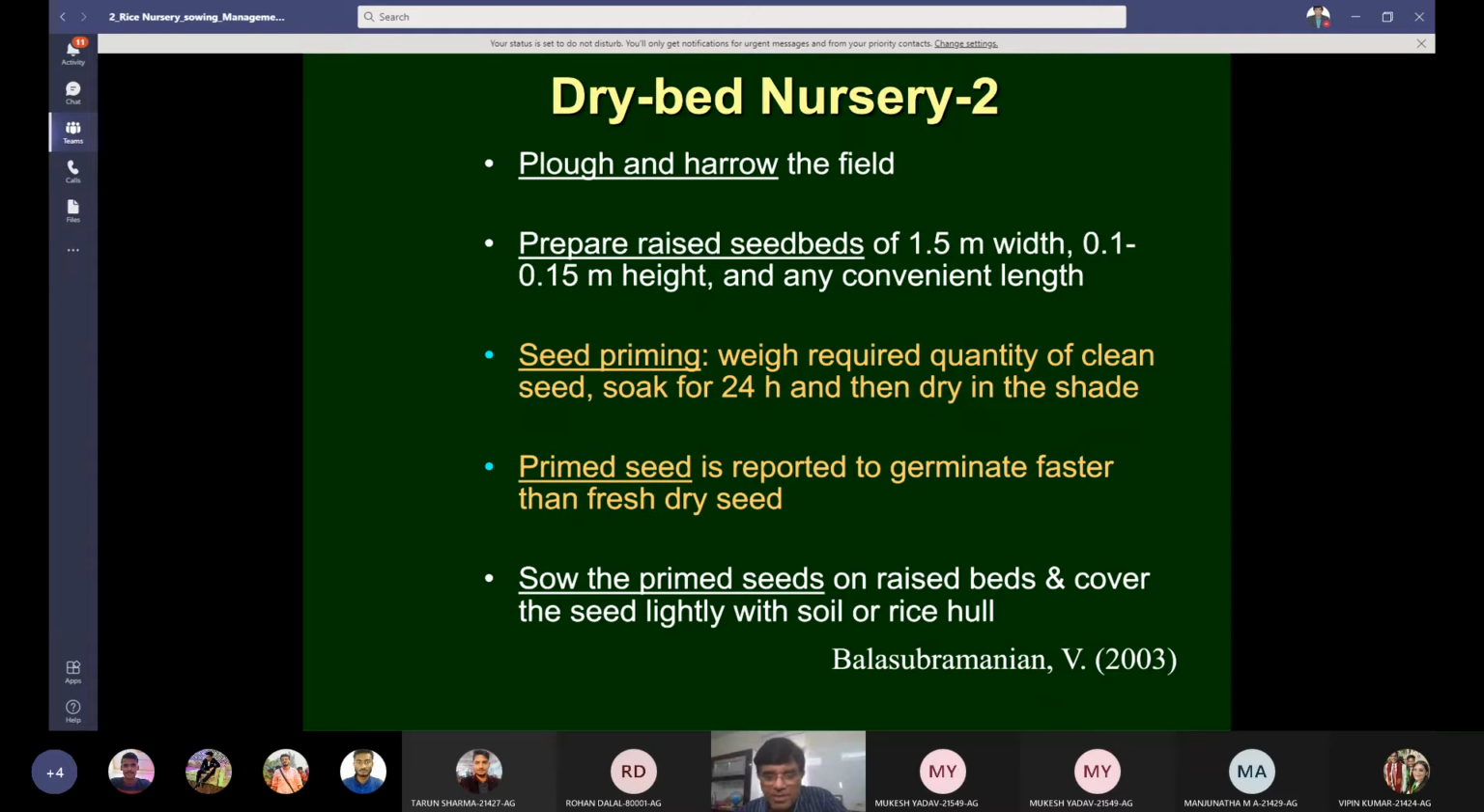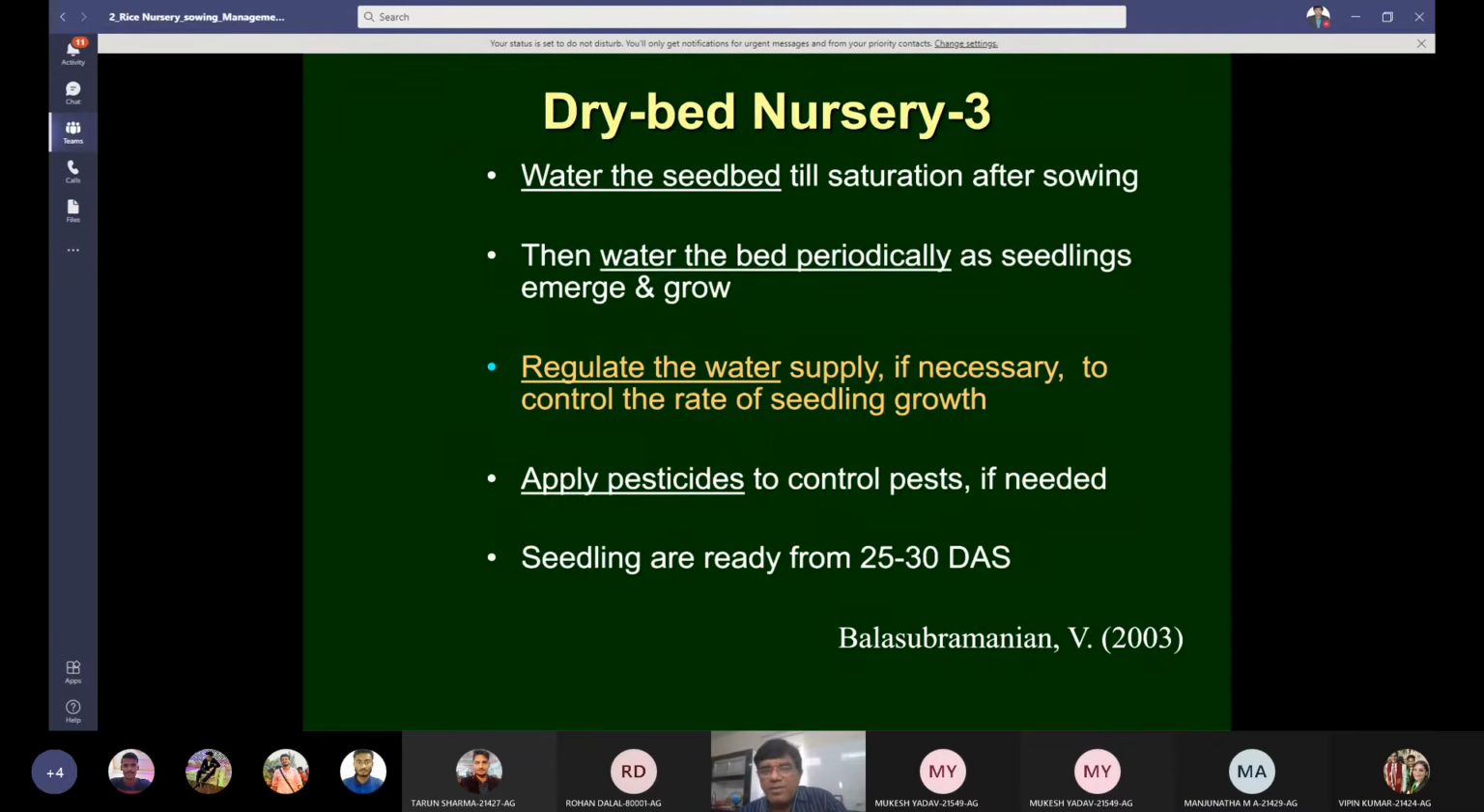So sow the primed seed on raised beds and cover the seed lightly with soil or rice hull. After sowing, water the seed bed till saturation. You need not keep the soil flooded, just up to saturation. Then water the bed periodically as seedlings emerge and grow. Regulate the water supply if necessary to control the rate of seedling growth. Suppose your seedlings are growing very fast and you want to delay it, so restrict the water supply. Apply pesticide to control pests if needed, like in the wet nursery.